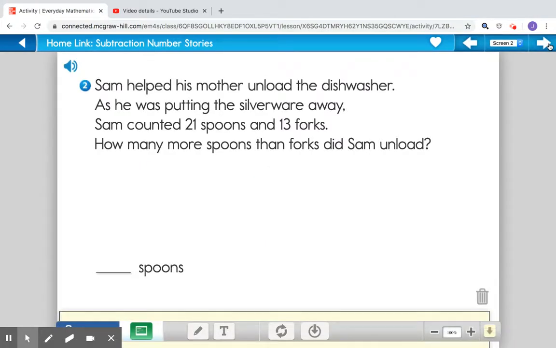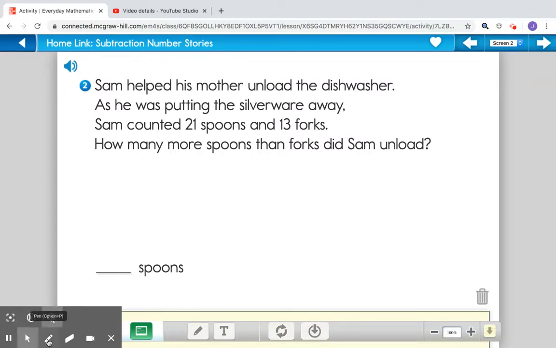Sam helped his mother unload the dishwasher. As he was putting the silverware away, Sam counted 21 spoons and 13 forks. How many more spoons than forks did Sam unload?